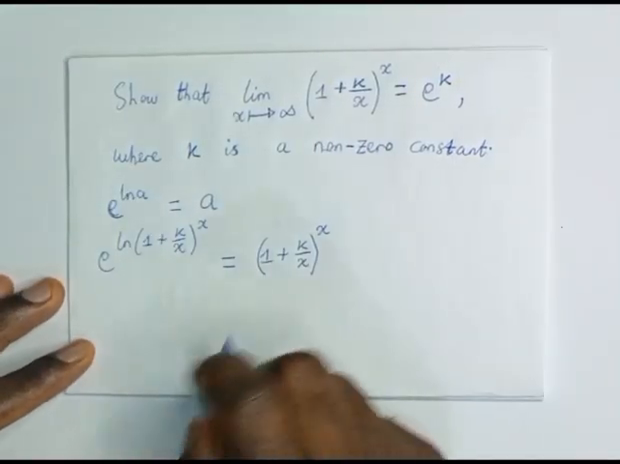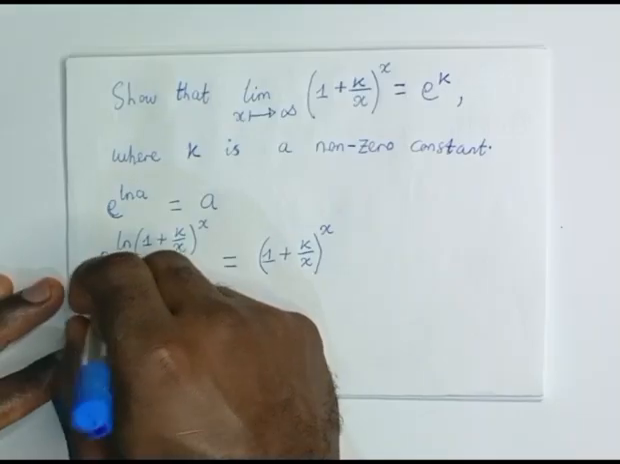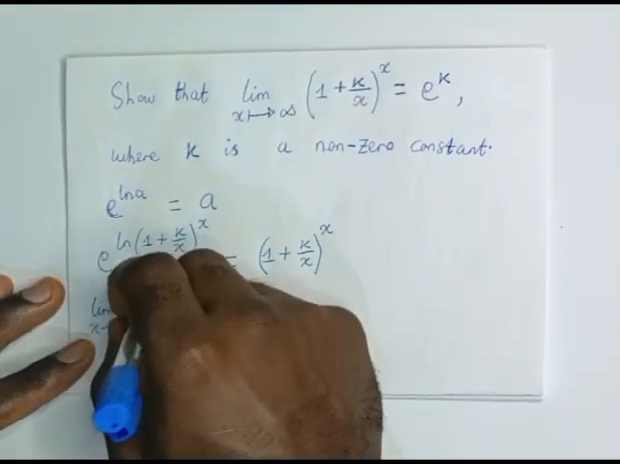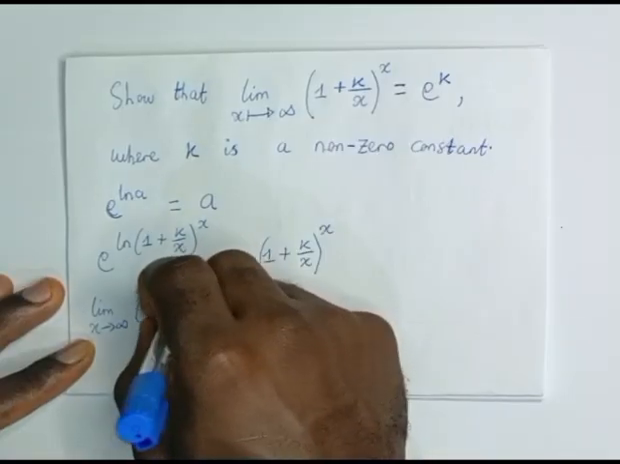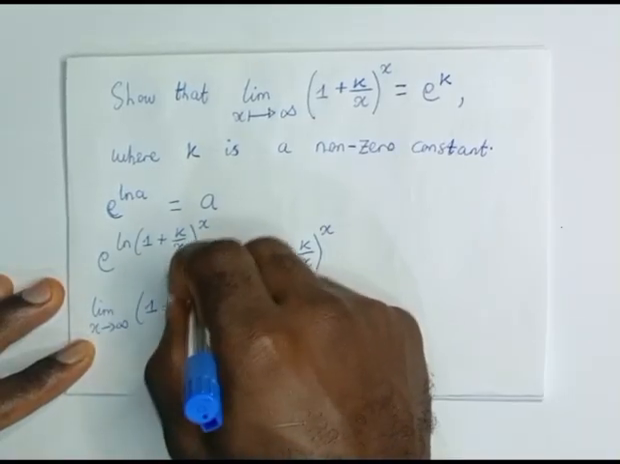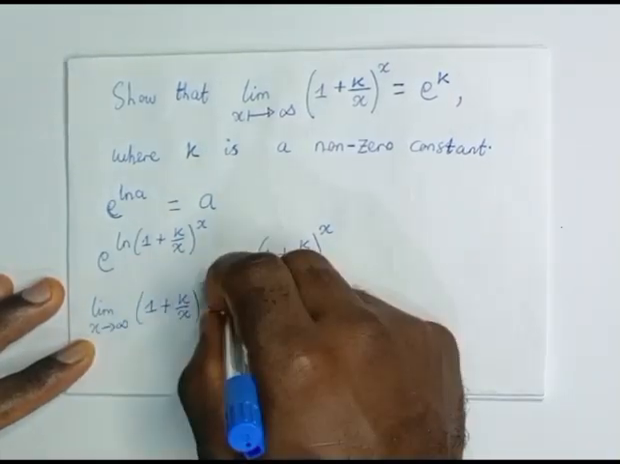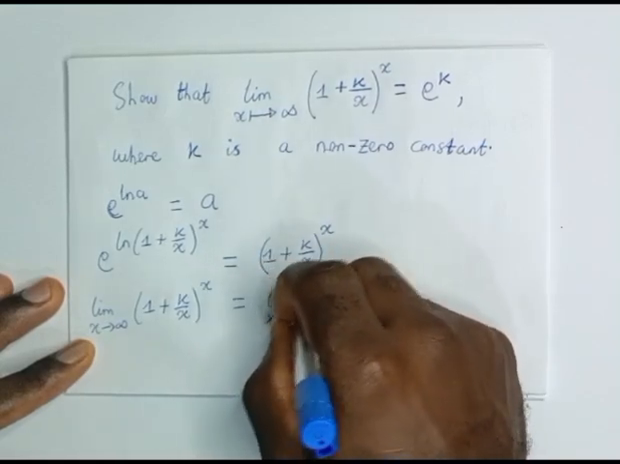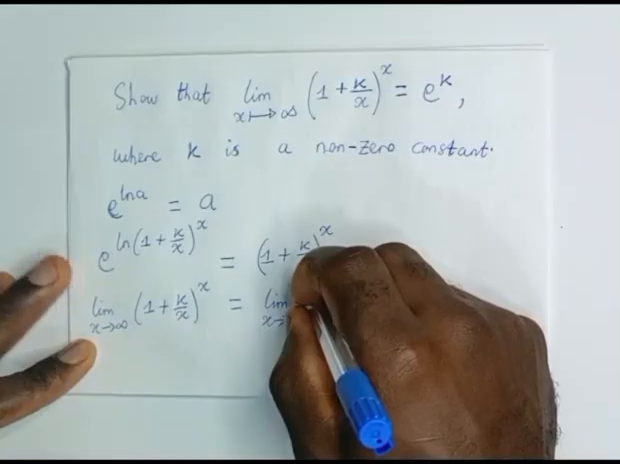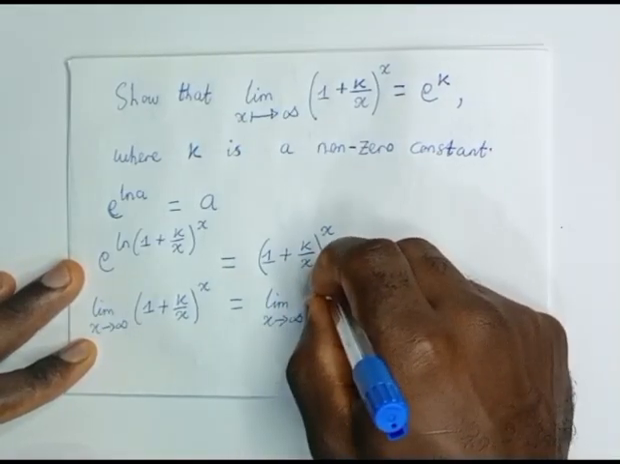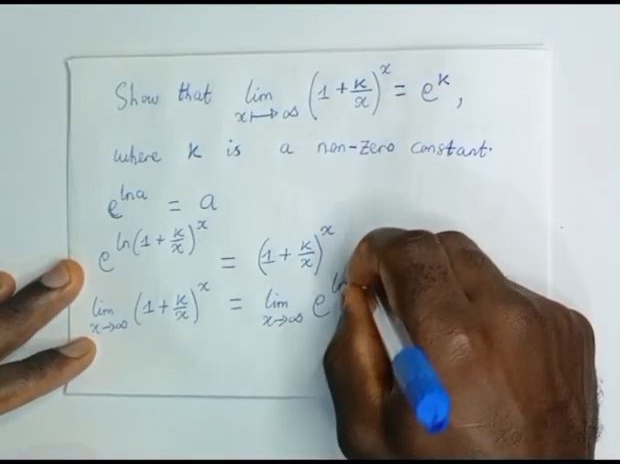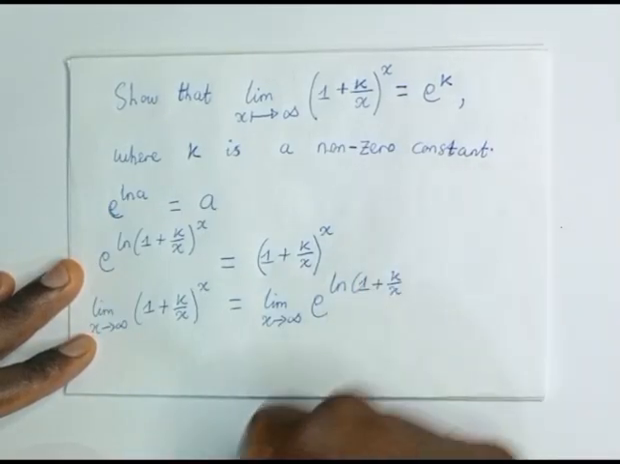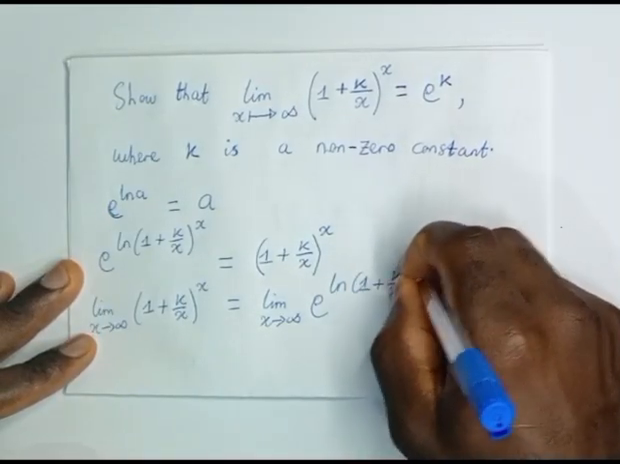For us to get this limit, it simply means the limit as x tends to infinity of (1 plus k over x) all raised to the power x will simply be equal to the limit as x tends to infinity of e raised to the power ln(1 plus k over x), all this raised to the power x.